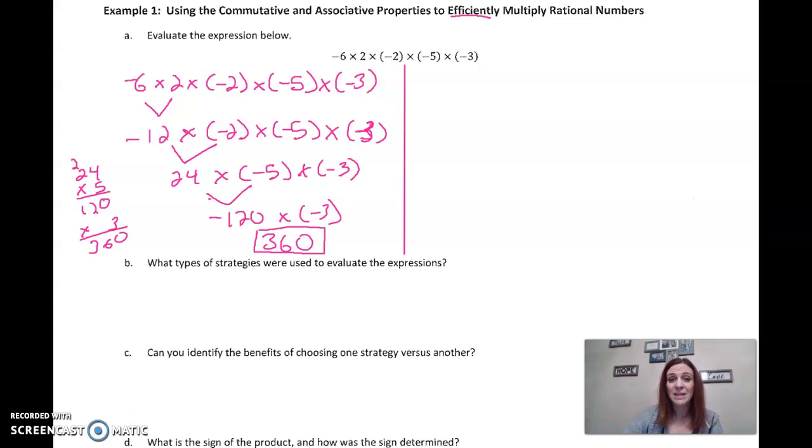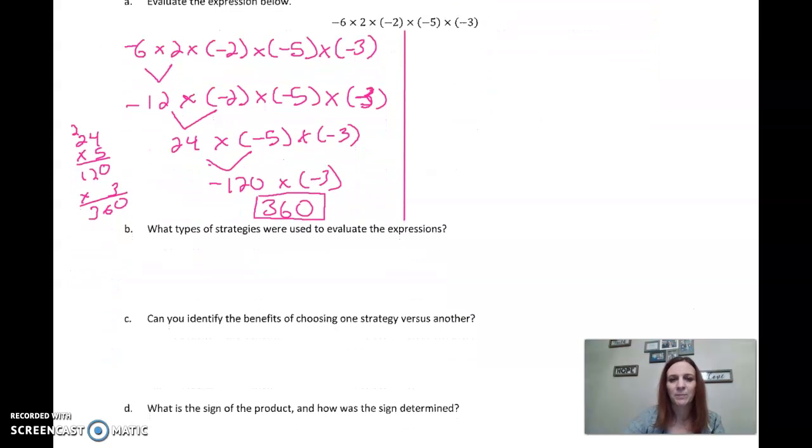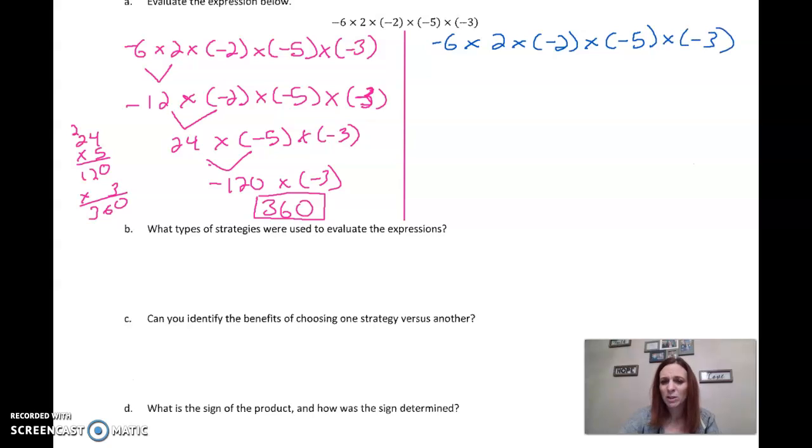So let's do the same thing over here, but let's apply some of these properties, specifically the commutative and associative property. When we use these properties, I want you to think in terms of multiples of 10, because multiplying by 10 is really easy, okay? When you multiply by 10, you basically just add a 0 on to whatever it is. Multiply by 100, you add 2 zeros on. So when I'm looking at these numbers here, what numbers can I multiply together to give me 10?